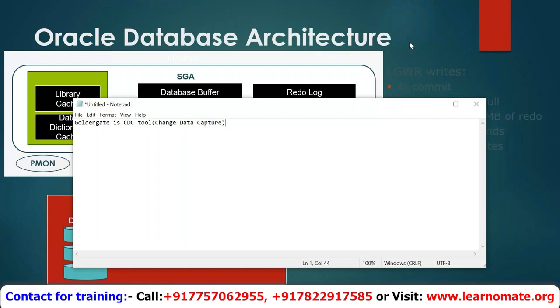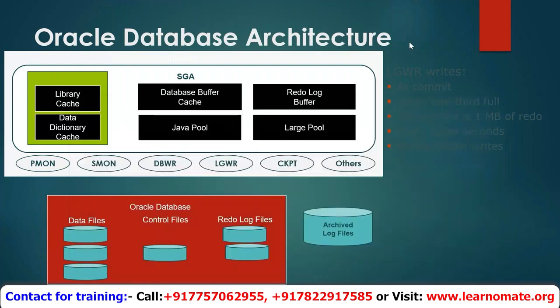GoldenGate captures DDL as well as DML transactions. DDL support is primarily available for the Oracle database. For other databases, DDL support is not that vast or advanced. So I would only concentrate on Oracle for DDL transactions. But DML changes are available for multiple databases.